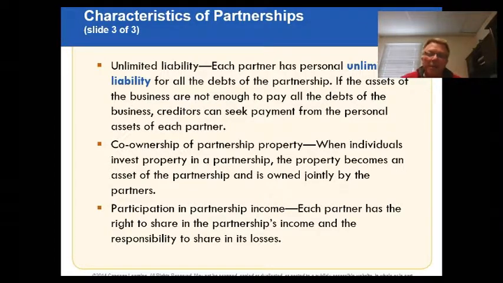And participation in partnership income is a topic as well. Each partner has the right to share in the partnership's income and the responsibility to share in its losses as well. In the LLC that I'm involved with, the partners do very well. The business does well, and they all share. Yeah, they share the liability, but they also share the income. They share the profit, actually.